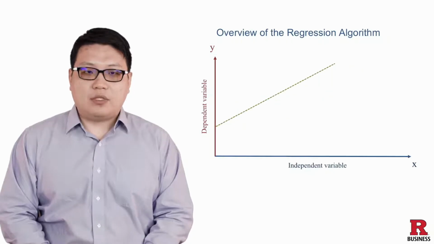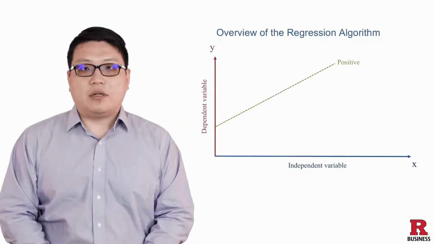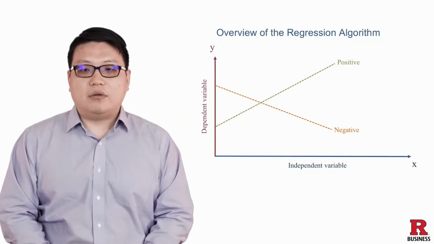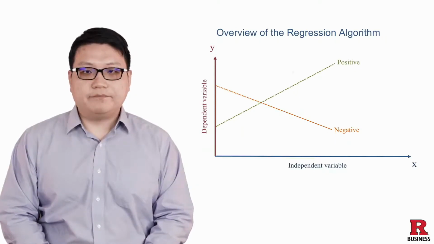Based on the different types of relation, if the increase of x leads to an increase of y, we have a positive relation. On the other hand, if the increase of x leads to a decrease of y, we have a negative relation.